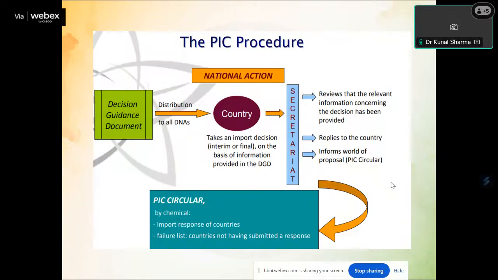This is the PIC procedure for a convention. For example, the decision guidance document and distribution to all DNAs. Then the countries take an import decision, interim or final, on the basis of the information provided in the decision guidance document. Then the secretariat reviews that the relevant information concerning the decision has been provided, replies to the country and informs the world of the proposal. And there will be import responses of countries by chemical, and a list of countries that have not submitted a response. This convention talks about the decision guidance document, which talks about how they will focus, how they will go for the litigation part, and how we will collaborate internationally. So all these things are very much required so that we can easily understand the nature and vulnerability of the risk associated with the chemicals.